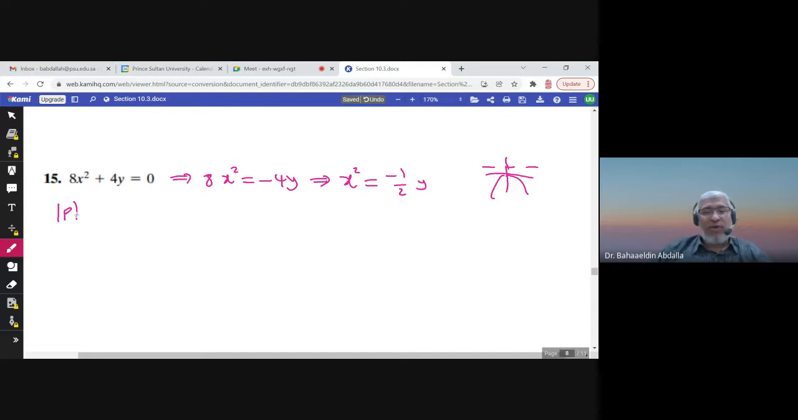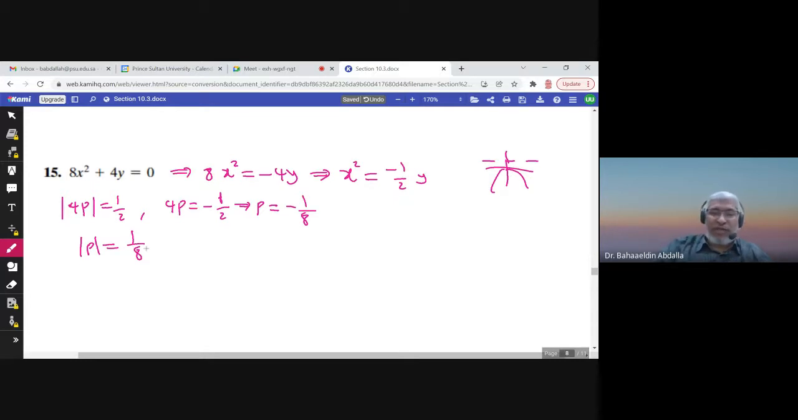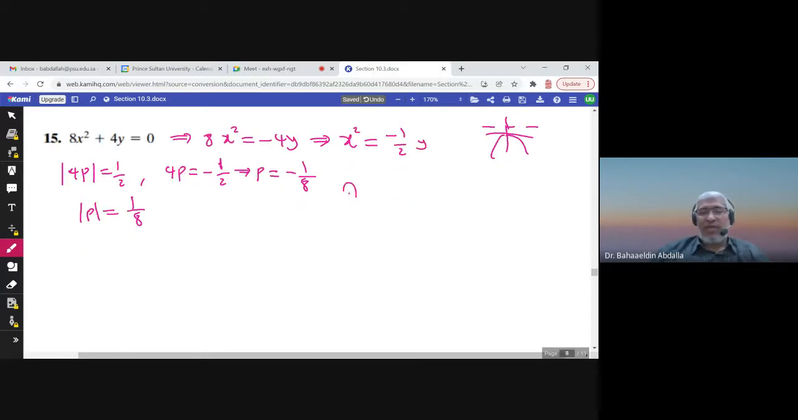The absolute value of 4p is half. This is the length of the latus rectum. 4p is negative half. P is negative half over 4. That's negative 1 over 8. So the absolute value of p is 1 over 8. The vertex is 0, 0.